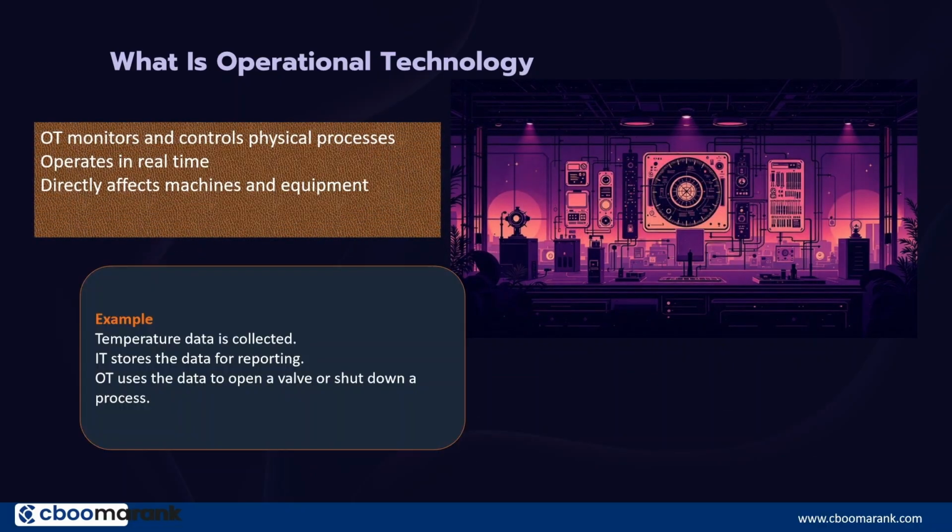OT monitors and controls physical processes and operates in real time and directly affects machines and equipment. Let's take an example. Temperature data is collected. For an IT system, it will store the data for reporting or for sampling. While in operational technology, OT uses the data to open a valve or to shut down a process. So they have what we call operational impact in operational technology.